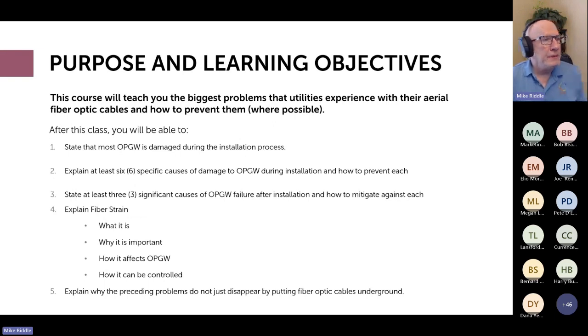So today's purpose and learning objectives: we are going to talk about what goes wrong with OPGW. I want you to understand that the biggest source of damage to OPGW is when you're installing it. We'll talk about some of the things that go wrong and how to avoid them. We also want to talk about what goes wrong with OPGW during operation. And we're going to talk a lot about fiber strain, what it is, why it's important, how it affects OPGW, and how you can control it.